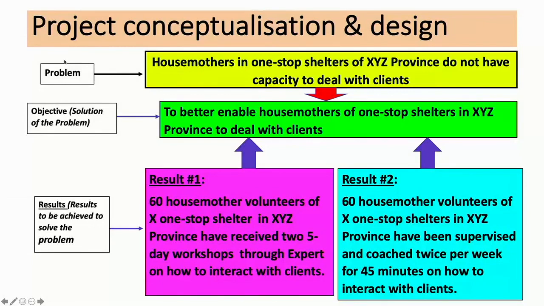60 house mother volunteers of One Stop Shelter in XYZ province have been supervised and coached twice a week for 45 minutes on how to interact with clients. So we're going to have 2 results that we need to achieve: 2 5-day trainings, and then an expert that's going to interact and coach with them 45 minutes a week to make sure that the skills they've learned in the training are embedded, and they're able to apply that when they deal with their clients. So now we have a project objective, what we want to achieve, and we have 2 results. For the practicality of this exercise, we'll just look at result 1.